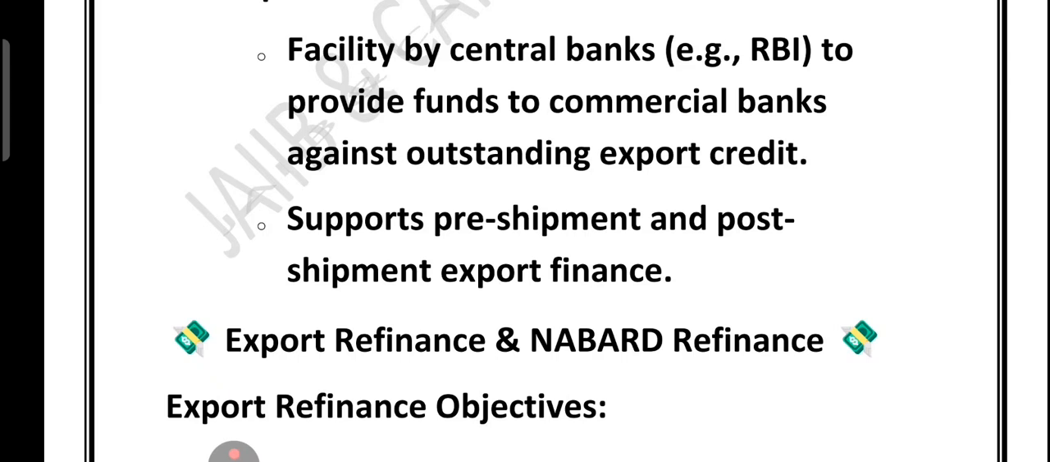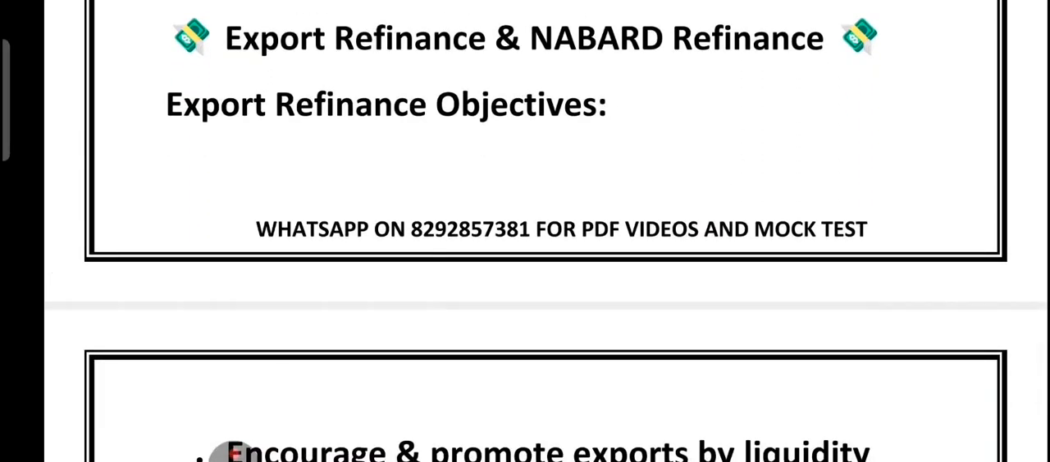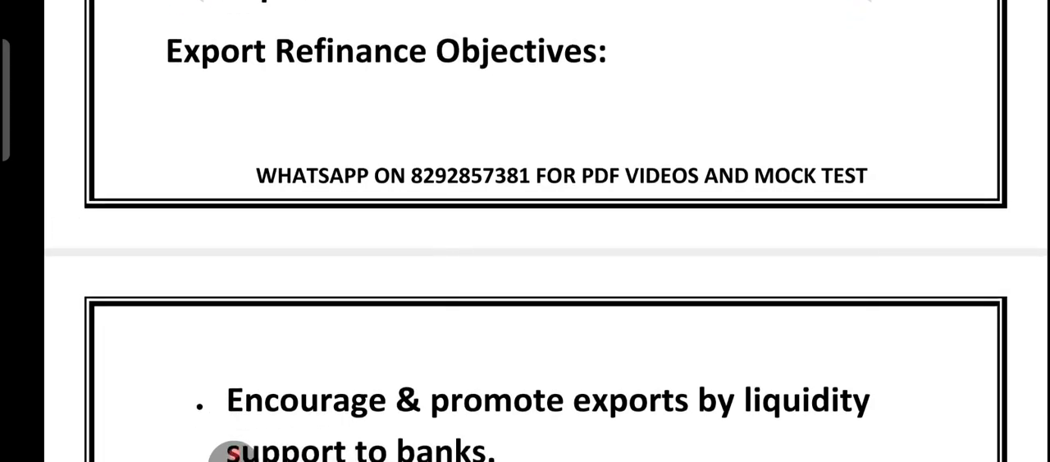Types are personal and corporate. Export refinancing, I just told you. Now let's talk about export refinancing and NABARD refinancing. Export refinance means you are supporting export by providing banks with liquidity. That is called export refinance. You are providing banks with liquidity. That's why you are supporting the export, right?